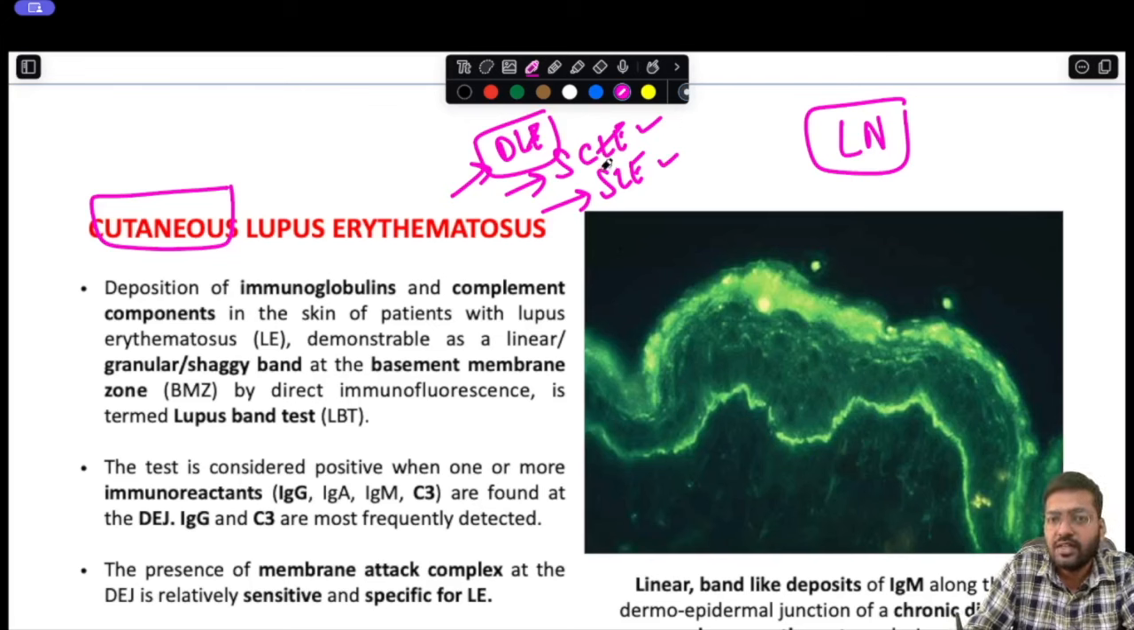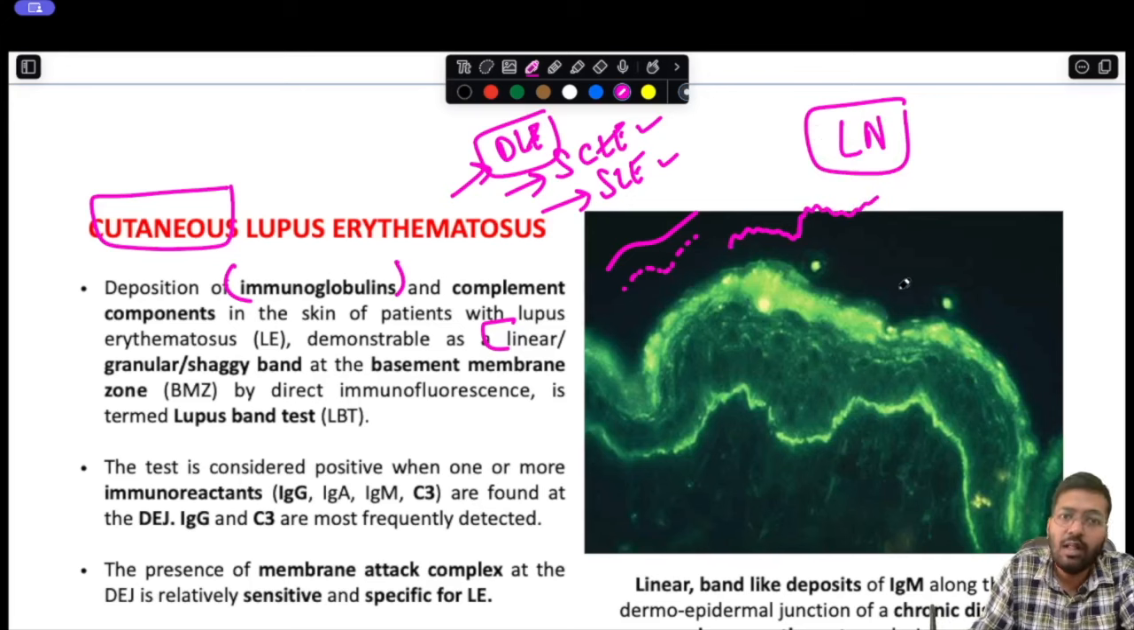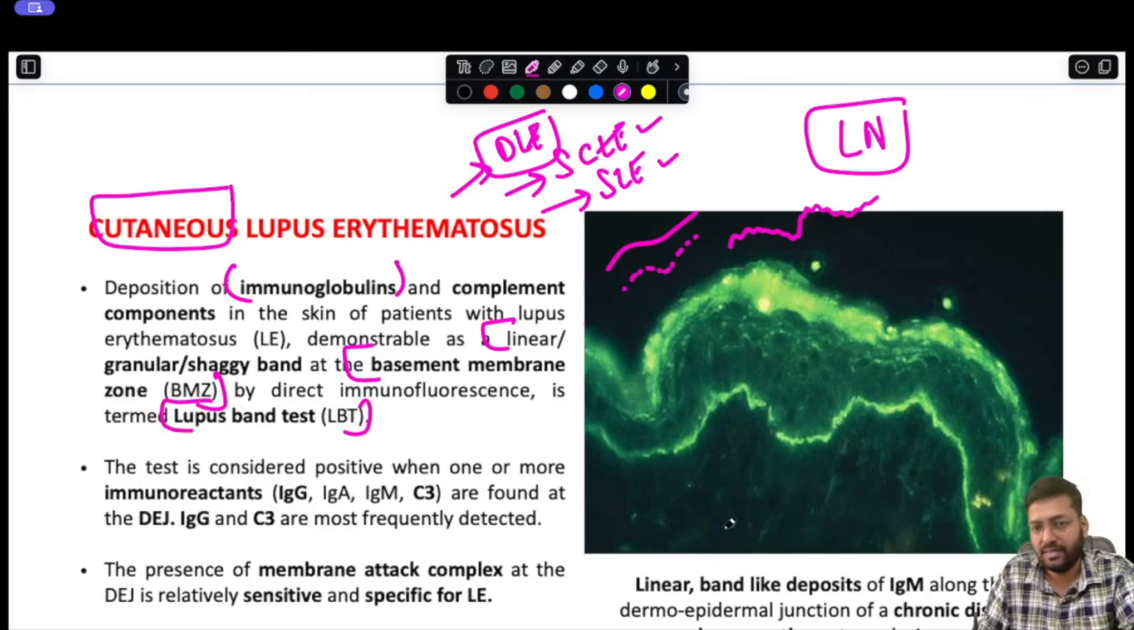So in all these conditions, more or less, you see depositions of immunoglobulins and complement components in the skin of patients with lupus erythematosus, which can either be in a linear pattern, or in a granular pattern, or in a shaggy pattern. All these three patterns can be seen at the basement membrane zone by direct immunofluorescence, and this testing in case of cutaneous lupus erythematosus is called the lupus band test. Okay, so they can have different kinds of patterns.